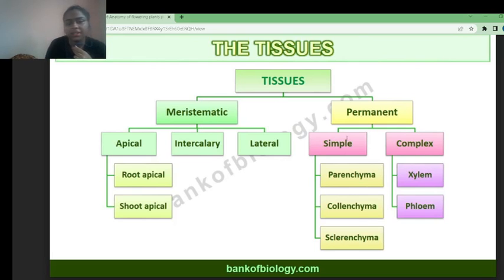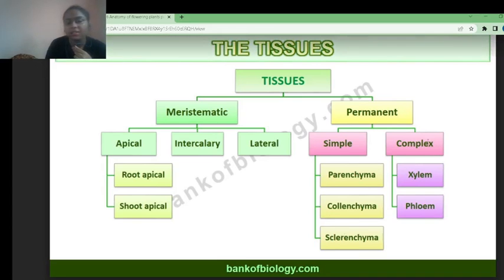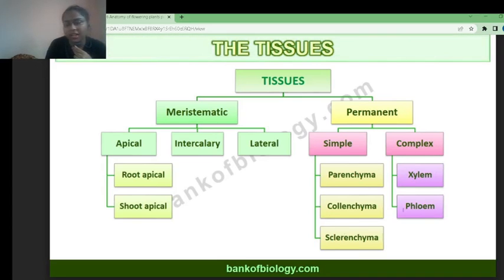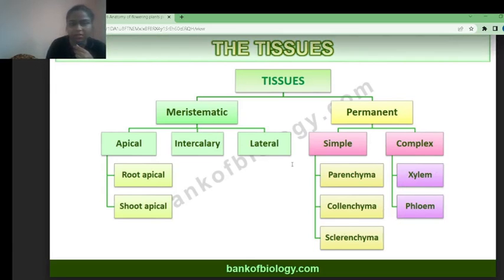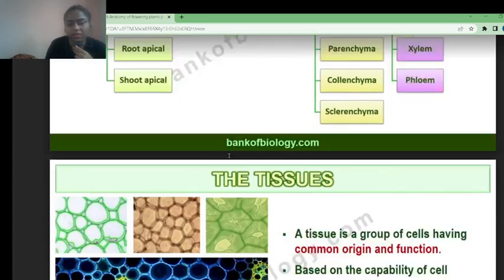Then permanent is again divided into simple and complex. Simple is parenchyma, collenchyma and sclerenchyma. You all know the functions of parenchyma, collenchyma and sclerenchyma. And complex tissues are nothing but the xylem and phloem, which are used for water transport and food transport. So these are the tissues which we are going to study.